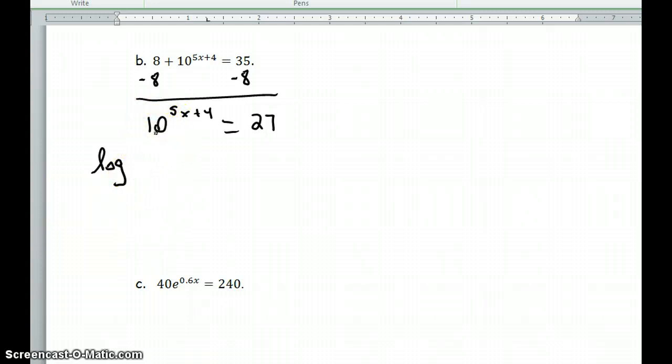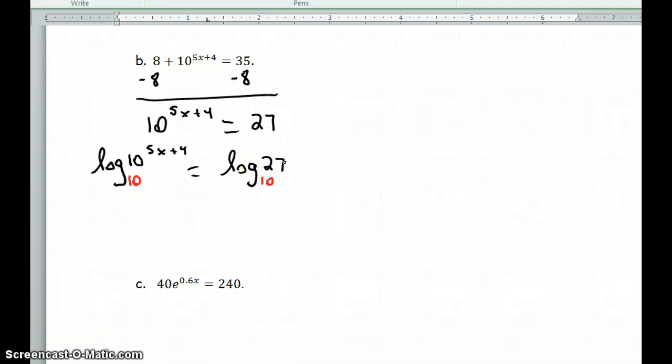Now, generally, I'm going to write this for a second and then erase it. So I'm going to put this little 10 here in another color. And then 10 to the 5x plus 4. And so I'm taking log base 10 of both sides, and normally would just say the log of both sides. All right, and that equals log base 10 of 27.